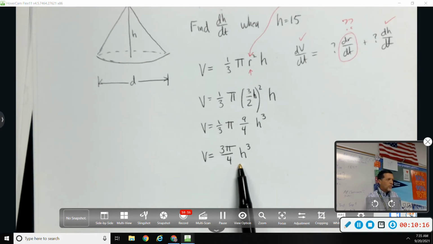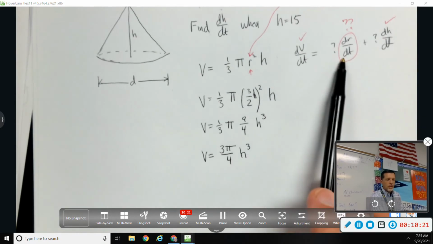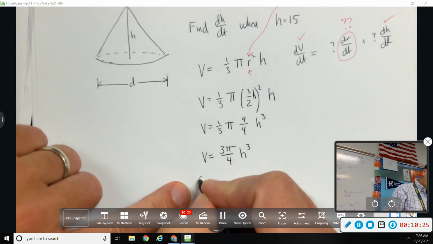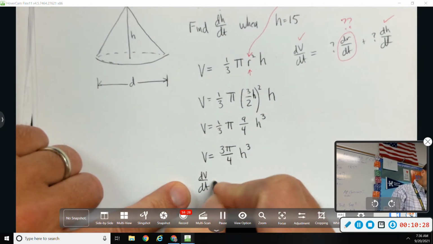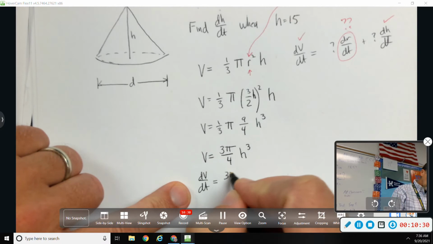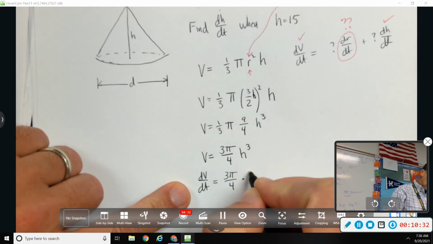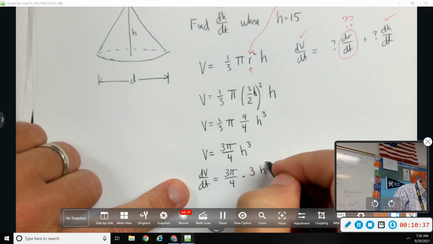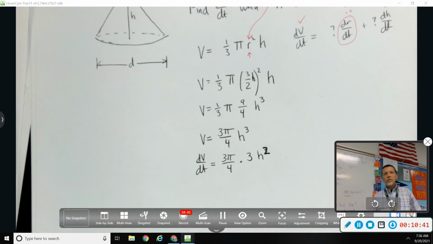Now let's take a derivative. We won't have to worry about the product rule, and dr dt won't show up because r is not even in there. So let's take this derivative. dV dt equals 3 pi over 4 times 3h squared, h squared. And that's the mistake some people are going to make. What am I missing? dh dt.